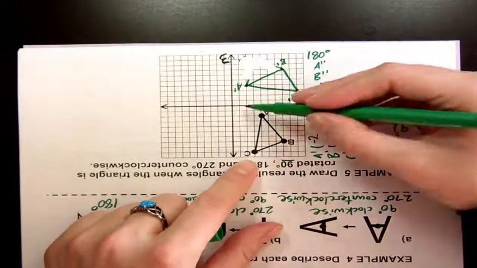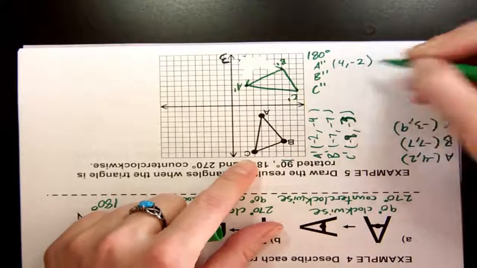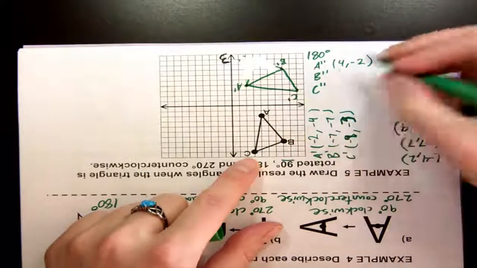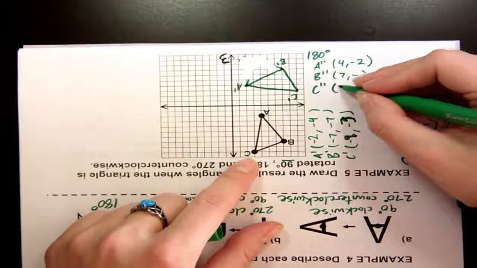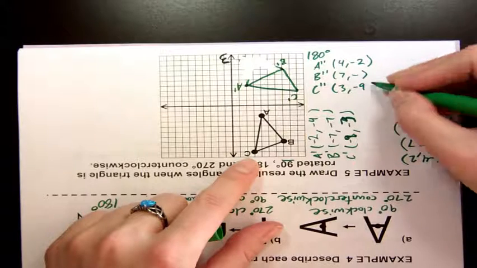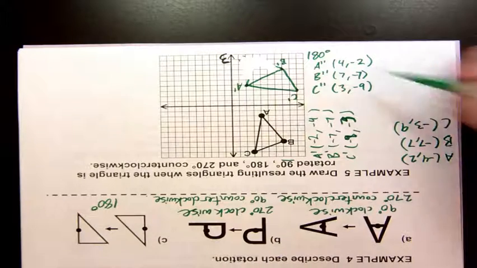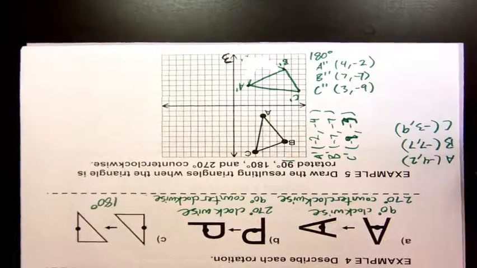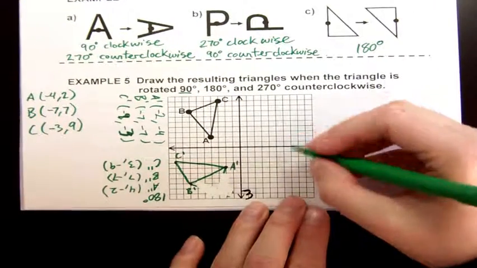And so this time, A is 4, negative 2. 1, 2. And then this 7, negative 7. And what's C this time? So 180 degrees. How did it change from the original? Yeah, same points, it just switched the signs. So 180 degrees is really easy because you keep the same points, just switch the signs. And so I'm going to graph that one now.